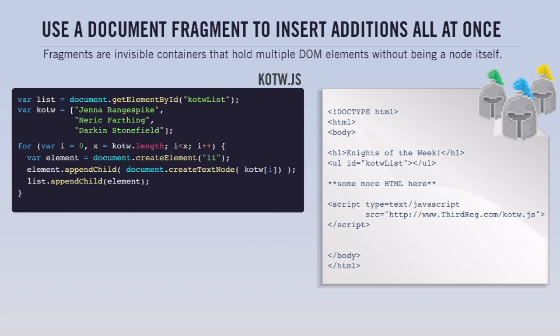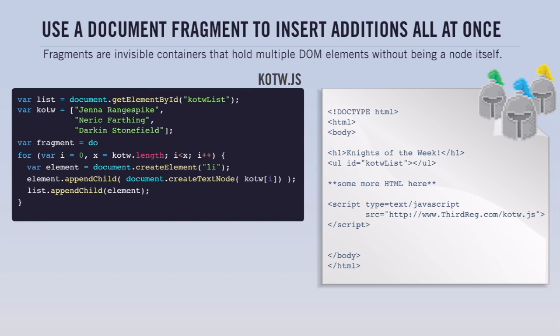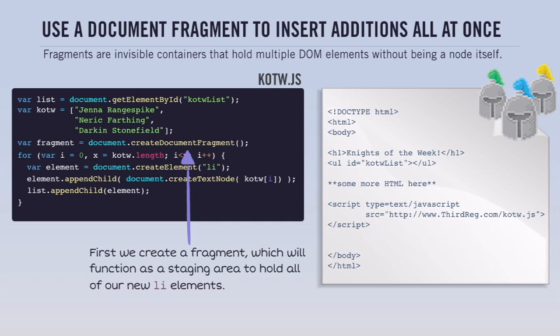So what we're going to do is we're going to create an extra variable here called fragment, and then we're going to use the .createDocumentFragment method to assign a new fragment to that variable. What that fragment is going to be is sort of a staging area. It's going to hold all of our new LI elements for our page.